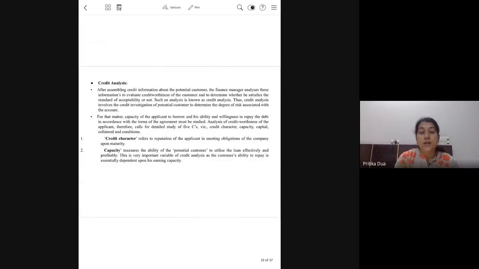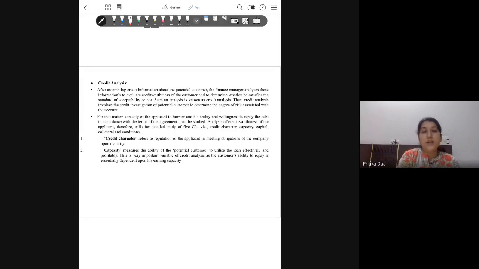So, third key decision area is credit analysis. So once you have collected all the information, now you will analyze that customer on 5 C's. First is the credit character, that is the reputation of the customer, depending on the past history, whether he'll be able to meet the obligation of payment. Then is capacity. Capacity is ability of potential customer to utilize the loan effectively, and profitability.